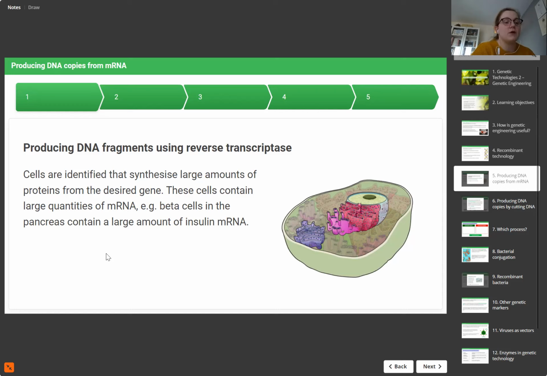Quick reminder that because we're dealing with mRNA at this moment, we have uracil instead of thymine present. So that's something just to keep in mind. So we get the mRNA. For an example here, we might want beta cells in the pancreas, and they contain a large amount of insulin mRNA. If we actually went straight to the nucleus, it would just have the 2 copies of it and it wouldn't be enough. So we go and get the mRNA.